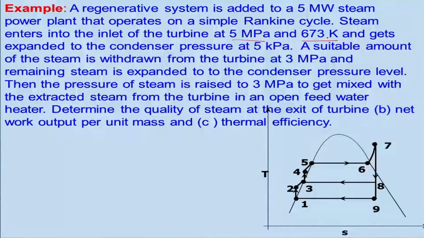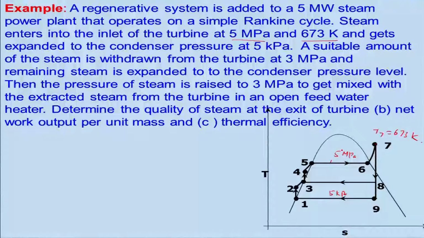So, what is this point? If you look at this point, it is basically state 7, that is the pressure. Pressure here is 5 megapascal and the temperature T7 is 673 Kelvin, and it gets expanded to condenser pressure, this is your condenser. So, that is basically 5 kPa. Keep in mind this is 5 megapascals.